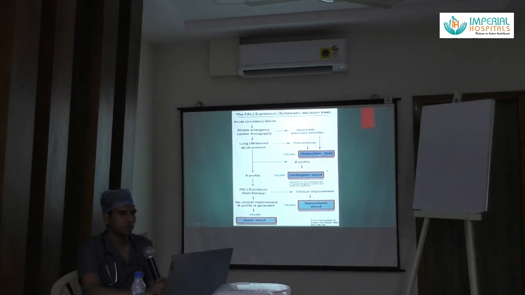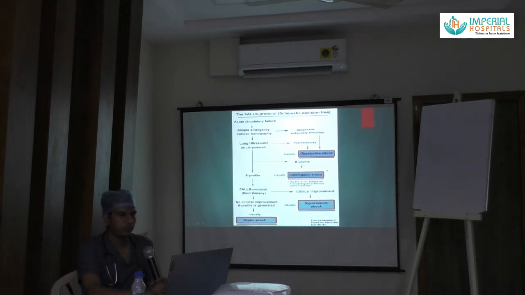Once these emergencies are ruled out, the patient is not having these conditions, we see if the ultrasound BLUE protocol has an A profile. A profile means the patient's lungs are dry, we can give fluids. B profile means edema is already there. So with an A profile we can give fluids, and if there is no clinical improvement after giving fluids, there is a development of a B profile. Usually it will be a septic shock, or if clinical improvement is there, it will be a hypovolemic shock.